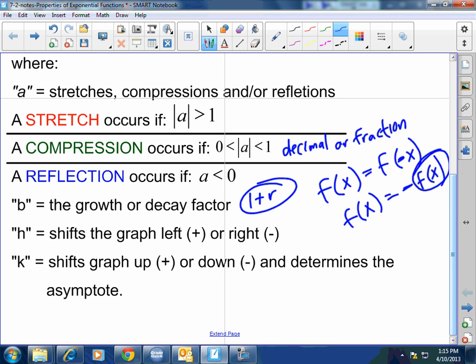Thank you, son. The h, just like before, shifts left if it's positive, and it shifts right if it's negative. And the k, just like before, if it's positive, you shift up, and if it's negative, you shift down. Literally, that's the lesson, guys. So let's go ahead and investigate how this works.